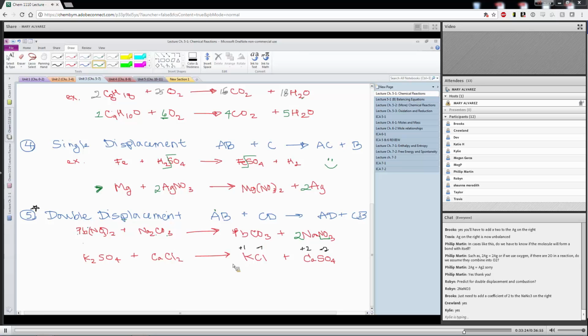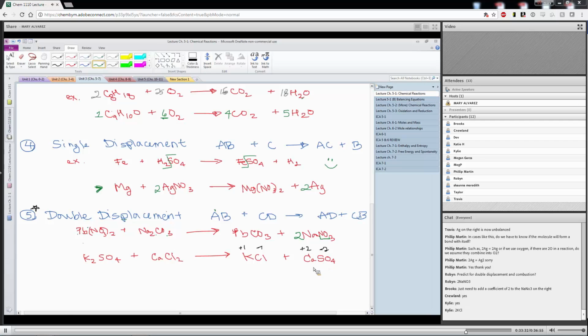Okay, last one. You guys tell me, what do I need to put there? Looks like you guys are picking it up. Well, Kylie's on top of it. Since I've got 2 potassiums and 2 chlorines, I'm going to need 2 KCl's, and that does it. I have 1 sulfate, 1 calcium. Everybody agree? Does that look good?